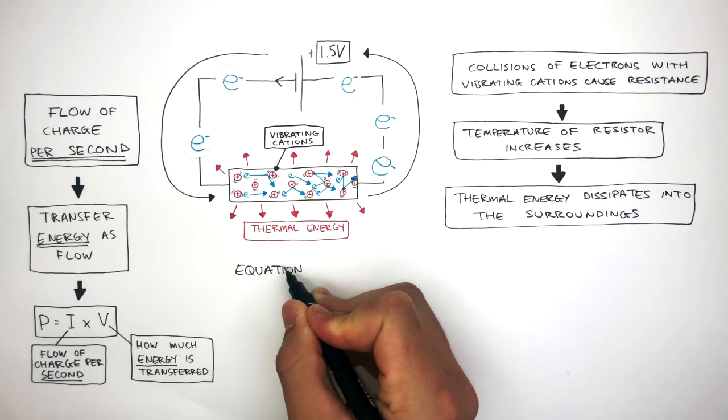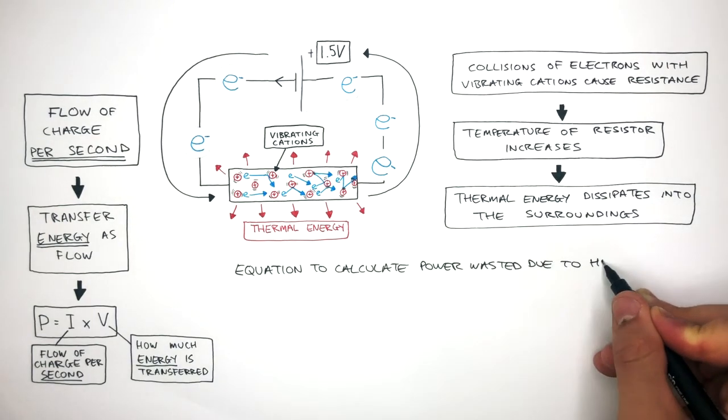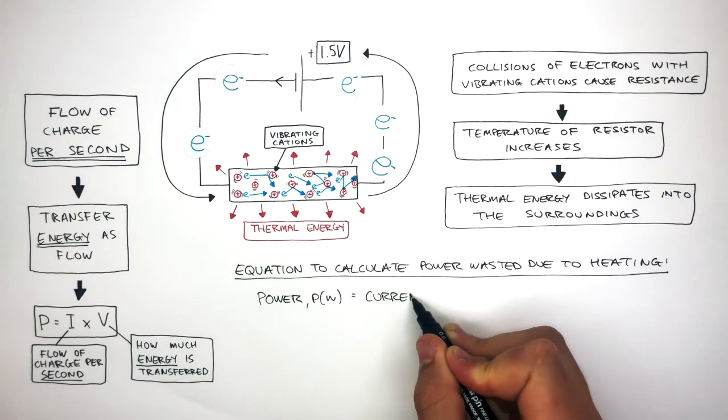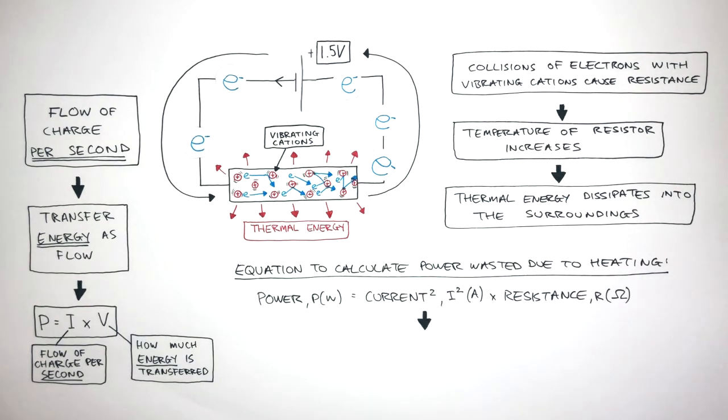There's an equation to calculate the power wasted due to heating. And this is power equals current squared times resistance. The symbol of power is a capital P and the unit is watts, where the symbol of watts is a capital W. The symbol of current is a capital I and the unit of current is amperes or amps, which has the symbol a capital A. The symbol of resistance is a capital R and the unit of resistance is ohm and has this symbol.